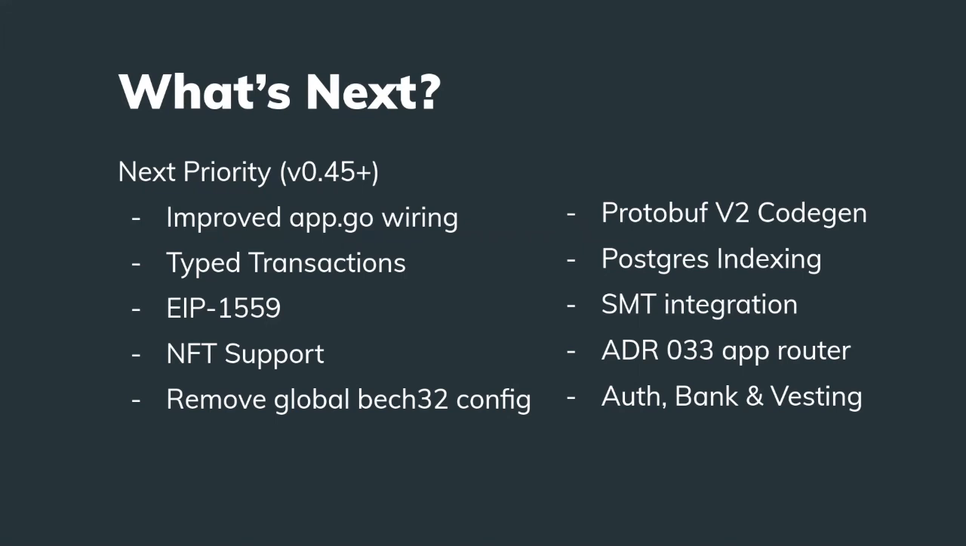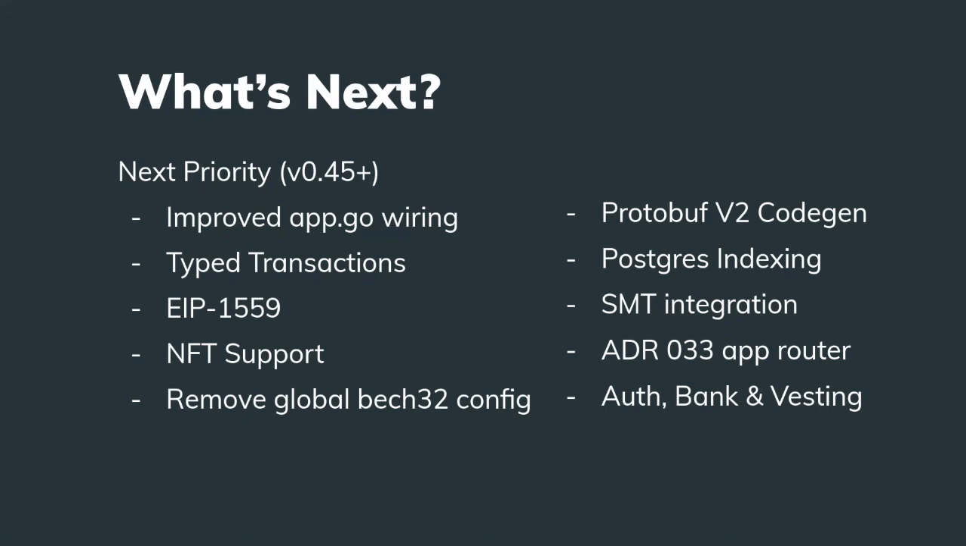These are some other items being discussed in either issues or discussion topics within the Cosmos SDK repository. I'm not going to go into detail on these items, but if you are interested, there are issues and discussions, as I mentioned, that you can feel free to engage in and provide feedback and get involved. So these other items that we're talking about include improved app.go wiring, type transactions, support for EIP 5059. We're adding an NFT module to the Cosmos SDK.